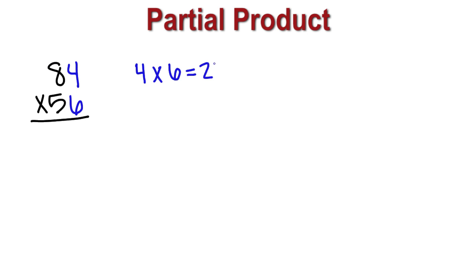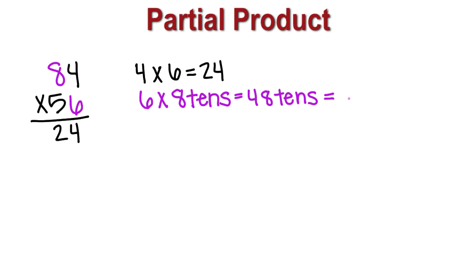The next strategy is partial product. We will solve 84 times 56. In this strategy, we will find parts of the product before adding the parts together. You can work left to right or right to left. In this example, we will work right to left. First, we will multiply 4 times 6 to equal 24. Then we will multiply 6 by 8 tens to equal 48 tens, which is 480.